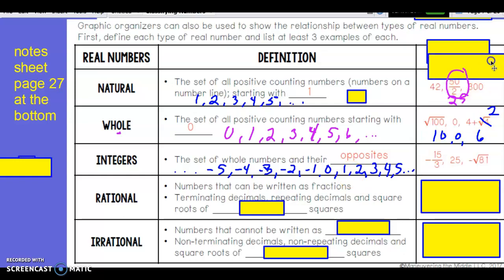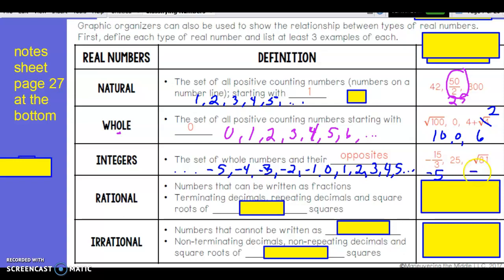Here are some examples that you could write down. Some may look like whole numbers and some may not just at first. You always want to simplify first before you determine what type of number you have. So for instance, -15/3 simplifies down to -5. That is an integer. The negative square root of 81 is -9, so that is an integer. So integers is where we start getting negatives. Natural numbers start with 1. Whole numbers are all your natural numbers plus 0, and integers are the negatives.